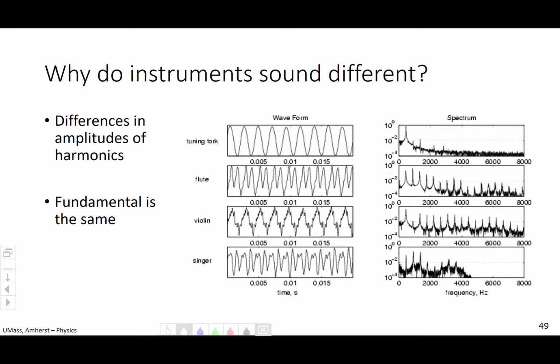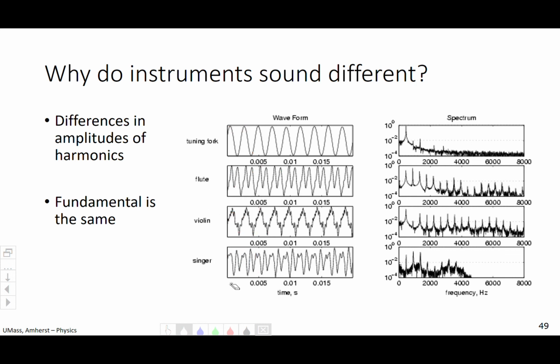What's a consequence of this? Well, different instruments sound different. So if we look at these, first we have a tuning fork. If we were to trace out the wave, it would look like that. A flute, if we were going to trace out the wave, we get a very similar waveform. A violin, oh, I can't trace worth a darn. And then a singer, you get, yeah, I can't trace at all.